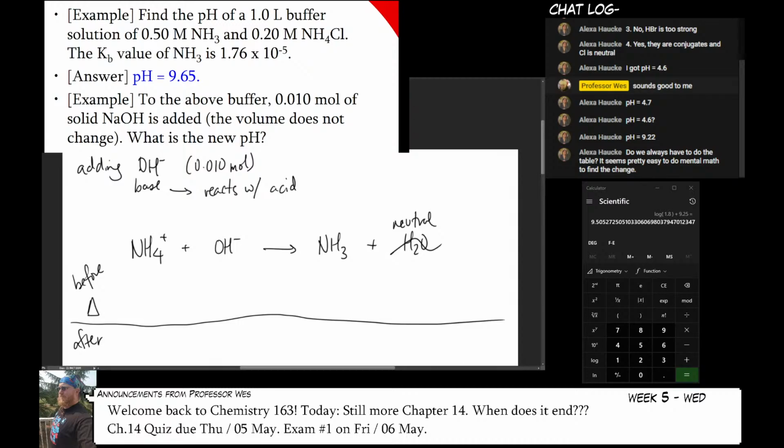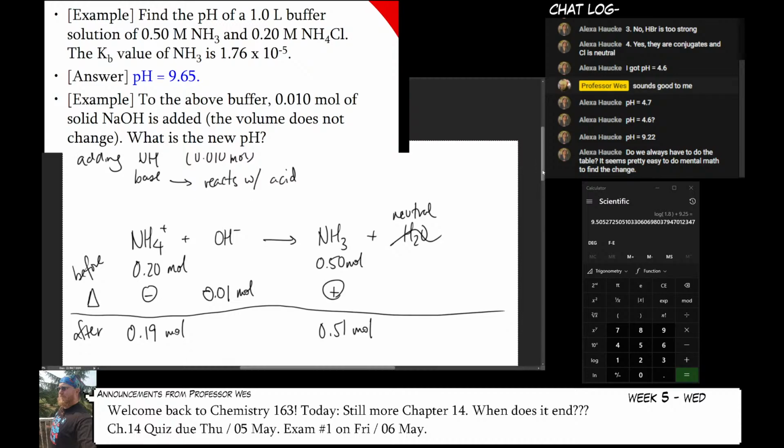All right, so I had 0.20 molar. So I had a 1 liter buffer, so I have that much in there. And I had this many moles of ammonia. And I added 0.01 moles of hydroxide. Now there's an extra 0 here, but I'm going to lose that 0 anyway when I do this. So there's our results of our before-after.